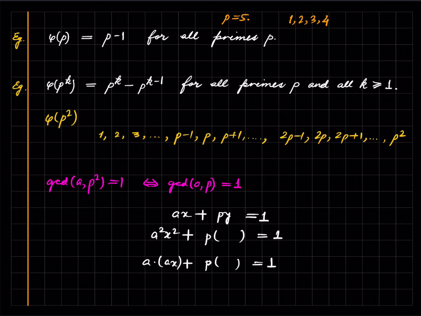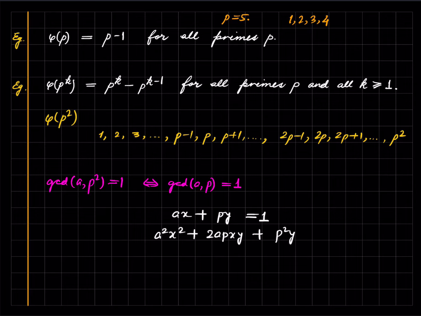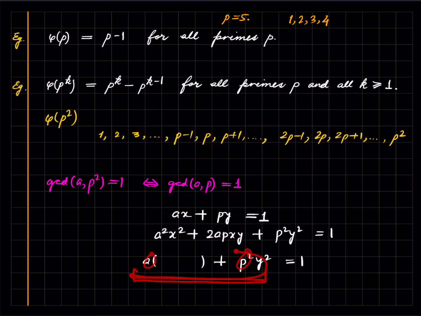And this implies that the GCD of, this I messed up. Sorry, I completely messed this up. So you square both the sides, you get a square x square plus 2apxy plus some p square times y square. This is equal to 1. So now you take a common factor here, and here is some integer, we don't care what that is. So this is equal to 1, and now it's clear that the GCD of p square and a is 1 because the GCD of p square and a divides the left hand side because it divides both of these terms. So it divides 1, and hence the GCD is 1.